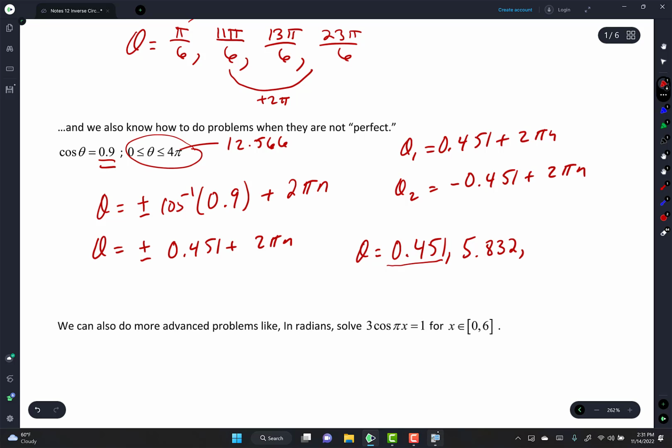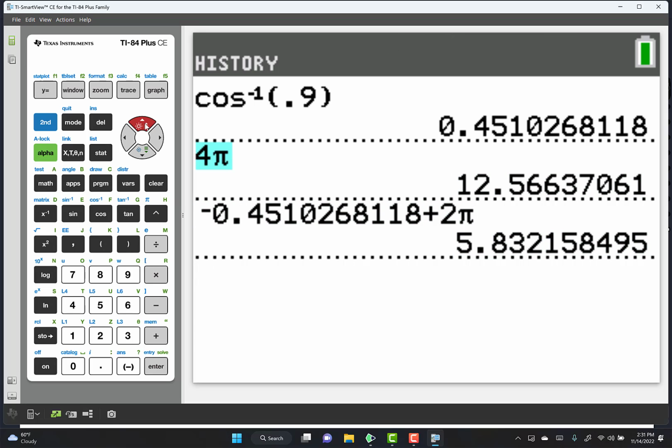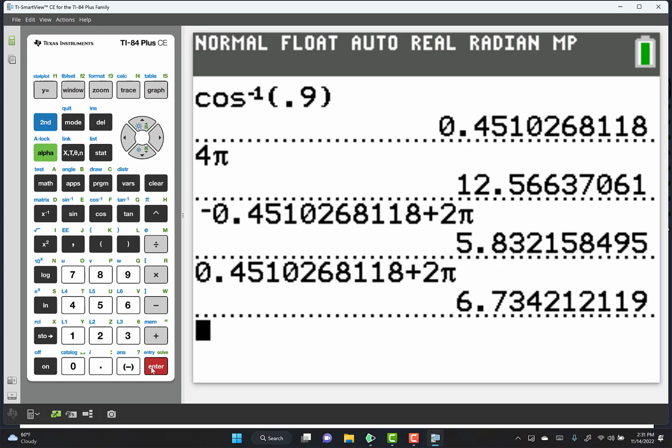To get the next one, take the 0.451 and add 2 pi to that one. So here I am, 0.451. Scroll up, scroll up, scroll up. 0.451, enter. Plus 2 pi. Enter. 6.734.